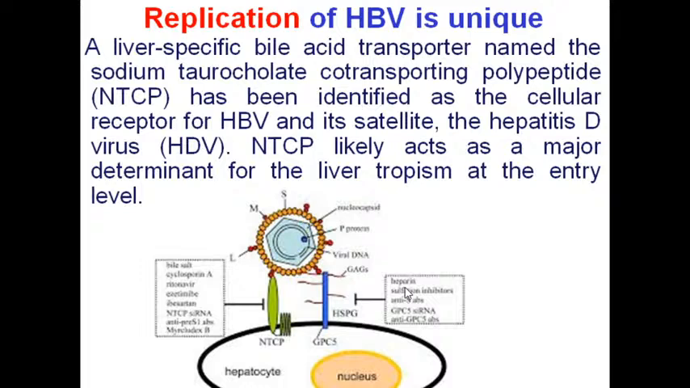So this receptor that I mentioned, here, this is the receptor. The sodium taurocholate cotransporting polypeptide has been identified as a cellular receptor, and also for the satellite virus, HDV. Most likely, it acts as a major determinant for liver tropism at the entry level. So it means the virus uses exactly this receptor to enter the hepatocyte. You can see it here.